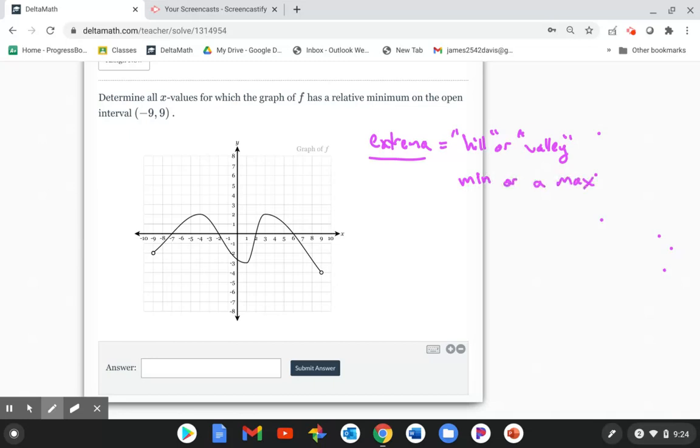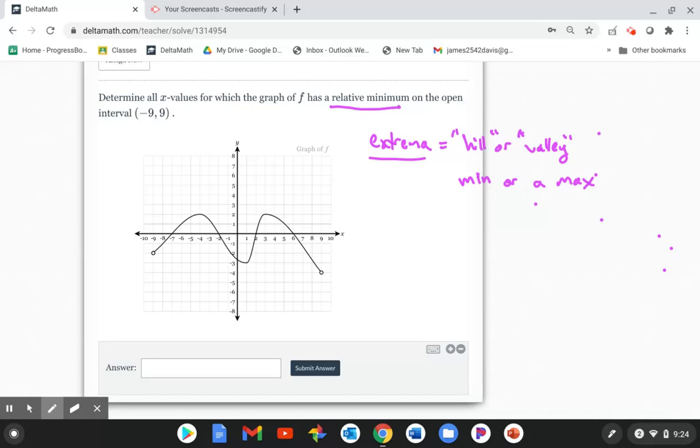Now there are 2 types of extrema. There are relative extrema, in this case a relative minimum, and there's absolute extrema. Relative are these little hills and valleys in the middle of the function, and an absolute extrema would be like the highest and the lowest values. We're just going to talk about relative for right now. So we're looking for a relative minimum.